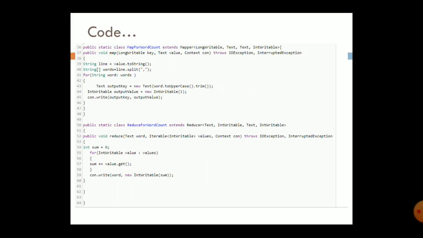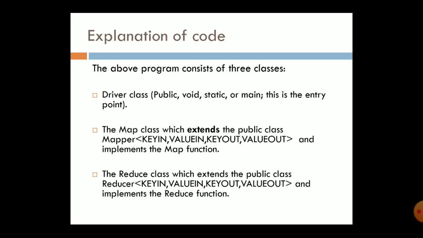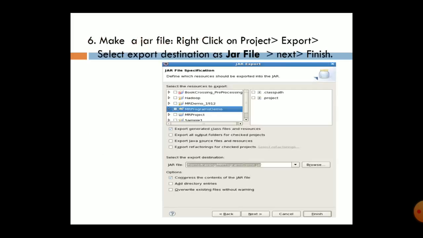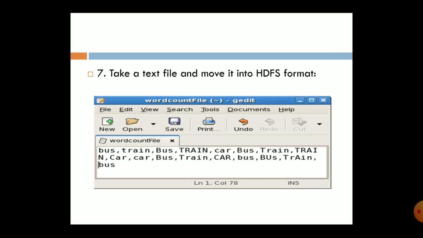Here we are calculating the number of counts, the number of times a particular word comes. We store it back into the sum variable. Basically it has three important classes: driver class, map class, and reduce class. So how it has to work: in step 6 we are going to create a jar file, just to export the program into a jar file. Then we'll take a text file and move it into HDFS as an input file.